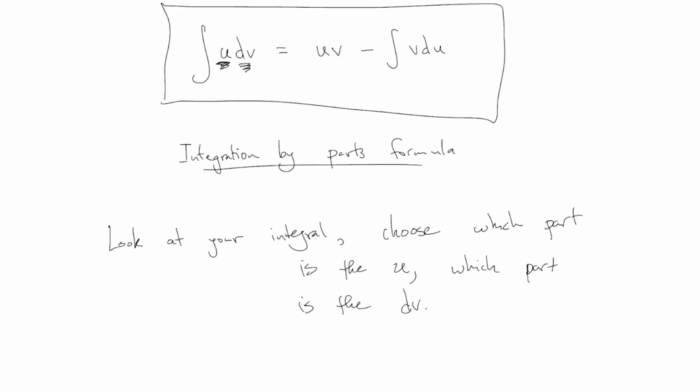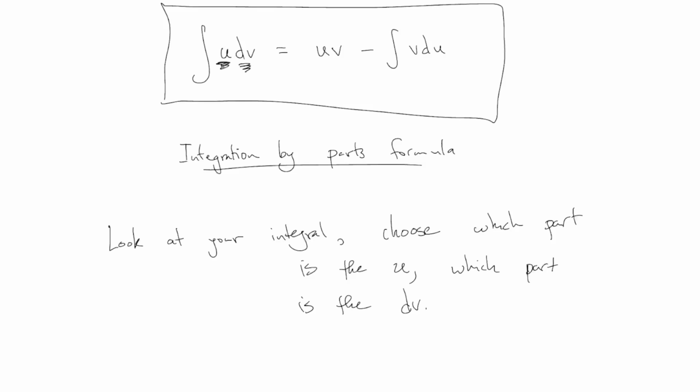And just like the u substitution, there are no real rules for this. There are sort of a bunch of general guidelines, and when you do more and more examples, you'll begin to get a feel for what are the kinds of things that you generally want to choose to be the u and what are the kinds of things that you want to choose to be the dv. But that comes with just practicing a bunch of examples. This is the basic idea.